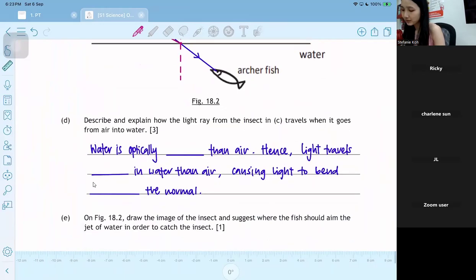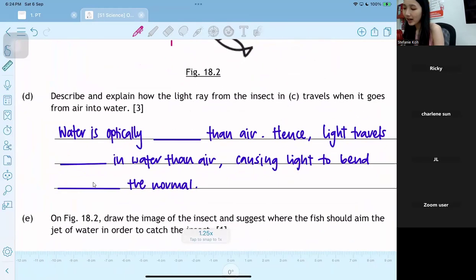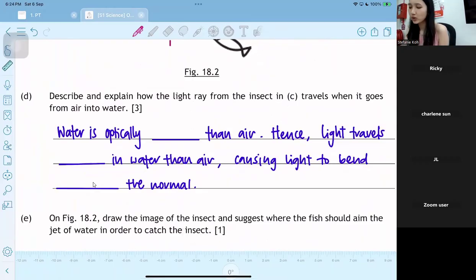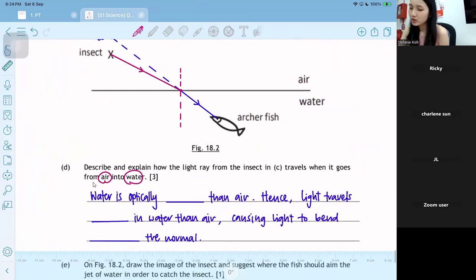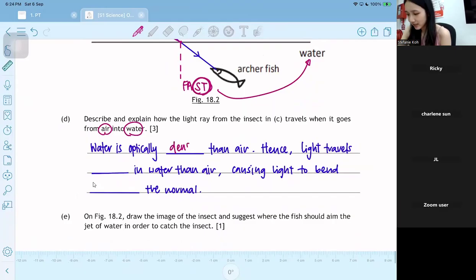D. Describe and explain how the light ray from the insect travels when it goes from air into water. And you know that it bends towards the normal, right? So we're looking at slow and towards, water means you're moving slower. It is very crowded. It is optically denser than air. You must use the word optically, okay? Like I said, if you just say denser, no. Light is optically denser, right? You have to add that word just to be more specific.